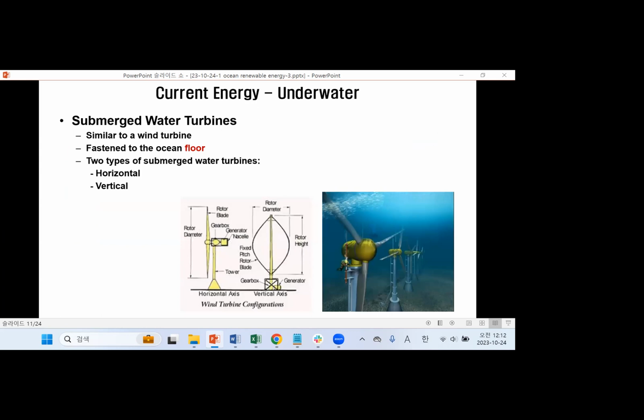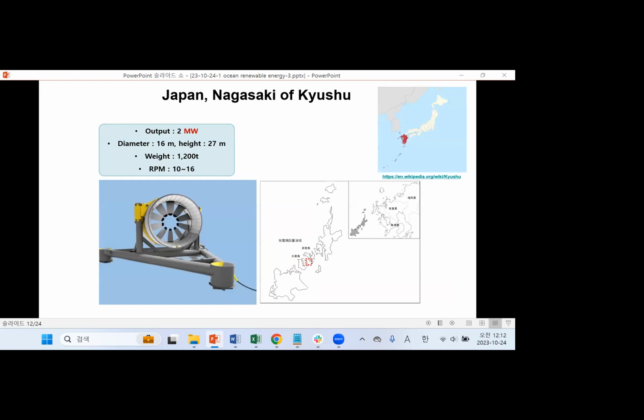And then current energy underwater. So for current energy, we may use a submerged water turbine. It looks similar to a wind turbine, but with a different density of water. It is similar to a wind turbine, but fixed to the ocean floor. There are two types, horizontal and vertical, again similar to wind power.